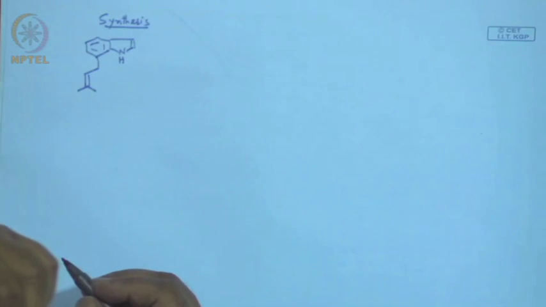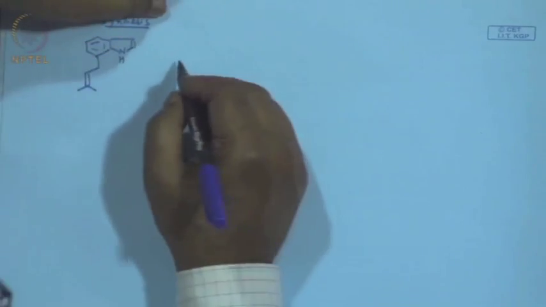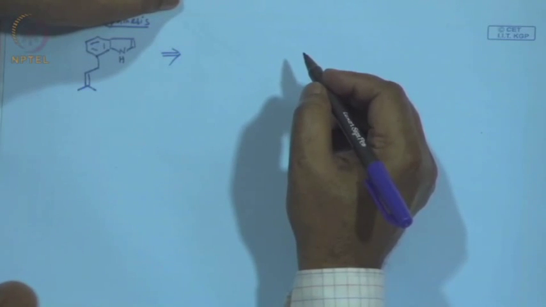What is the starting point? Obviously, most of us do a retrosynthesis, right? And what is the first step in starting the retrosynthesis? You have to look for some of the transforms. What are the transforms we have not talked about so far?